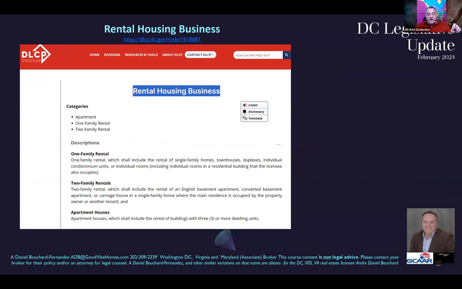Real quickly, if you're going to have a rental housing business, like a short-term rental or a long-term rental, you've got to have a basic business license. If you don't have the basic business license, that's also a reason for the court to reject your eviction proceeding. You also need your RAD registration number or RAD exemption number, and the rental license itself. You've got to have those three things. If you don't have one of those three things, the courts will automatically reject your application for an eviction proceeding.